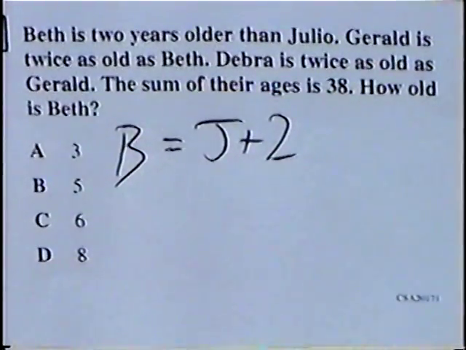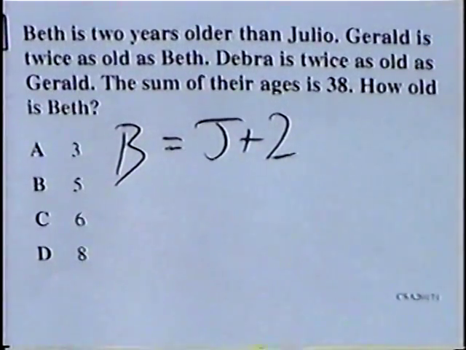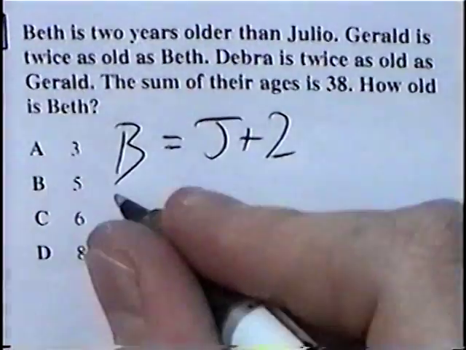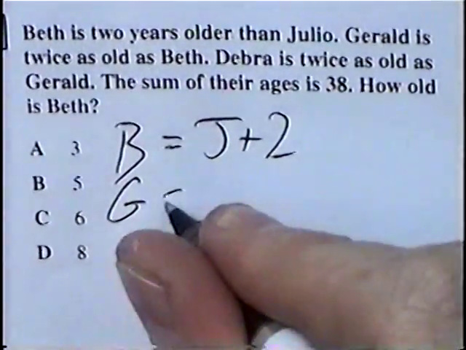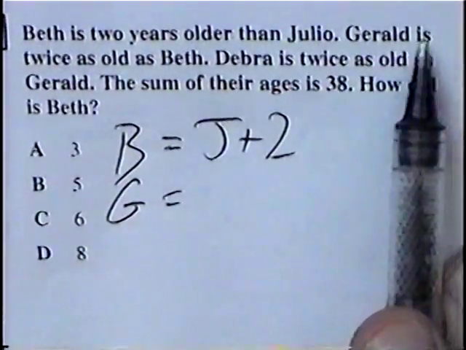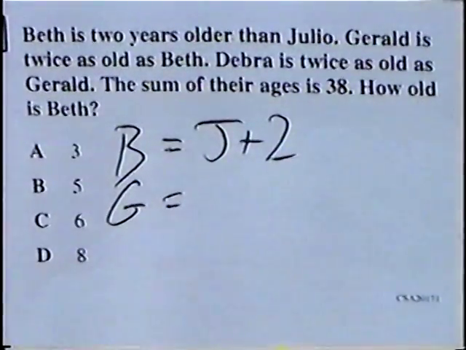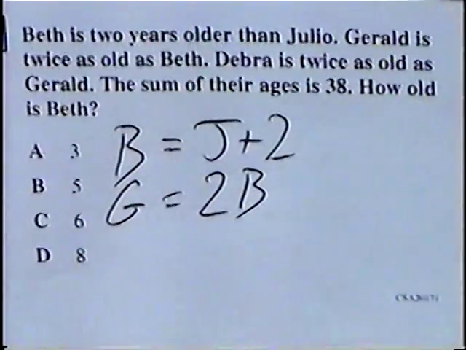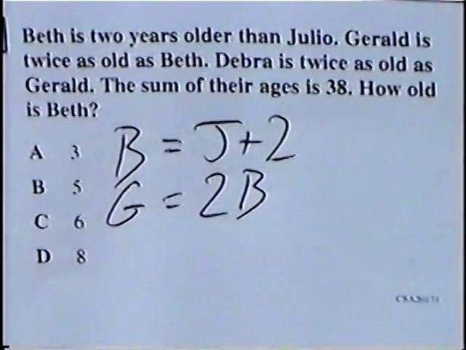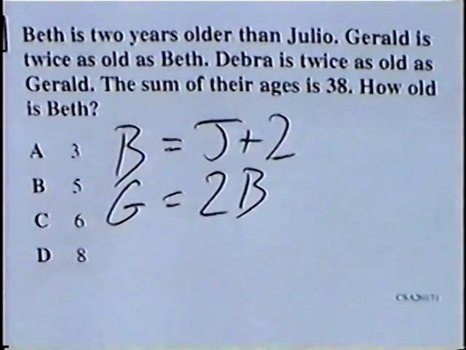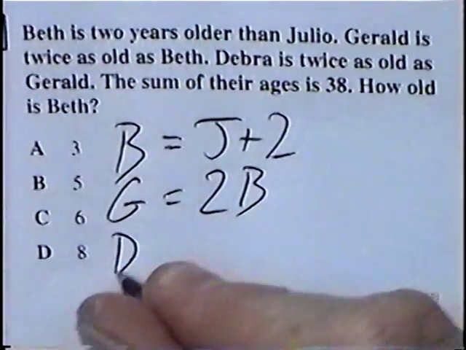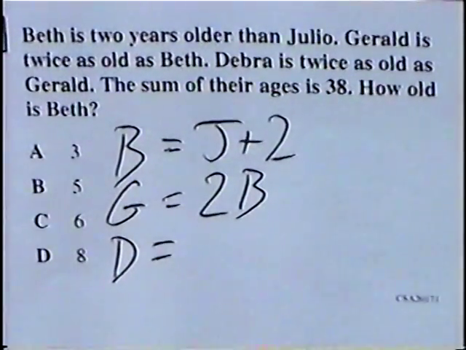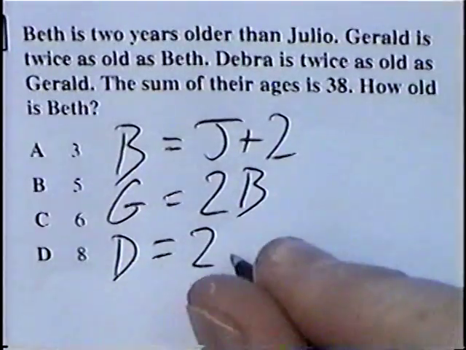The second sentence, Harold is twice as old as Beth. So if Harold will be a g, g is equal to twice as old as Beth. Twice as old would be 2 times b, or 2 times Beth. The next sentence, Deborah is twice as old as Harold. Deborah again is a d. Twice as old would be 2 times g.